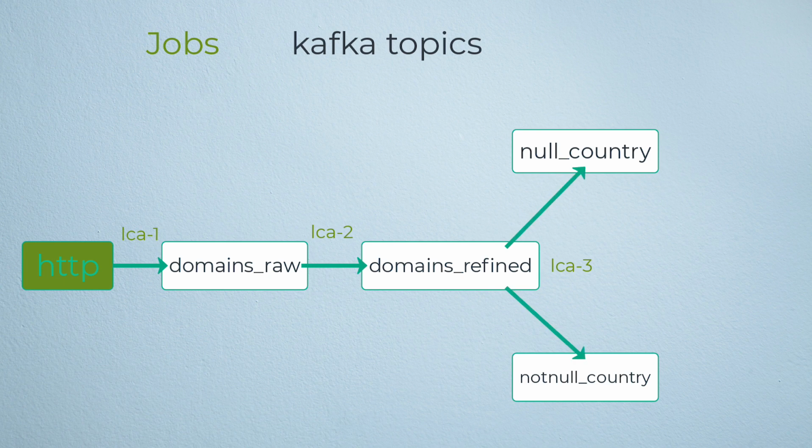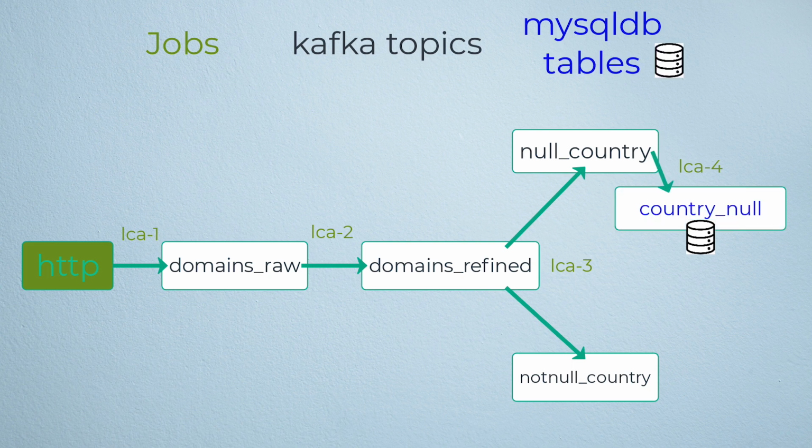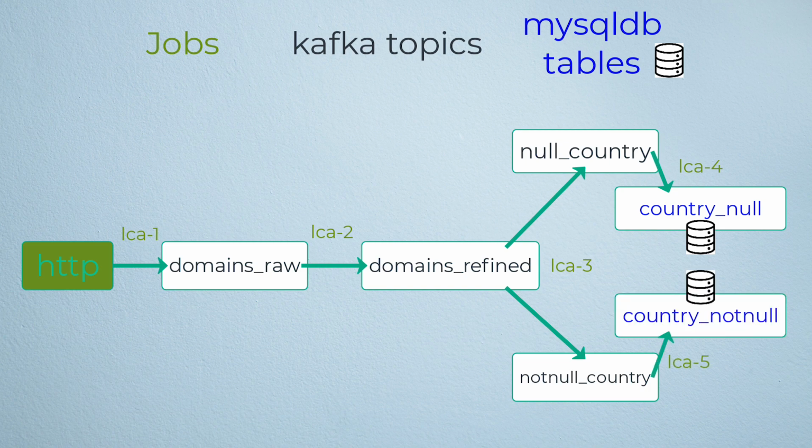topic. LCA3 reads the domain's refined topic and splits the data depending on whether country is null or not null into the topic's null country and not null country. LCA4 reads the null country topic and writes to the country null MySQL table. Similarly, LCA5 reads the not null country topic and writes to the country not null MySQL table.